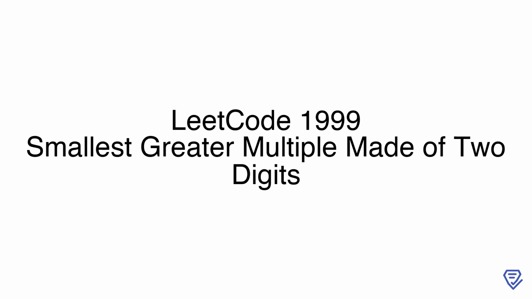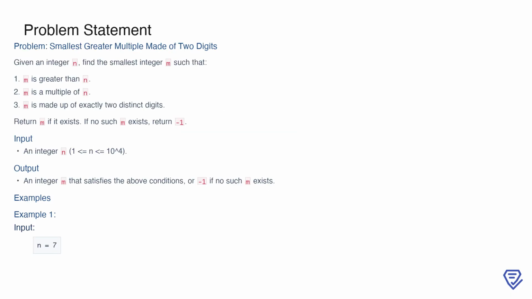Today, we're tackling problem number 1999, smallest greater multiple made of 2 digits. In this session, we'll explore the problem, break it down, and discuss various approaches to solve it. Let's dive in. The problem asks us to find the smallest integer m that satisfies 3 specific conditions.